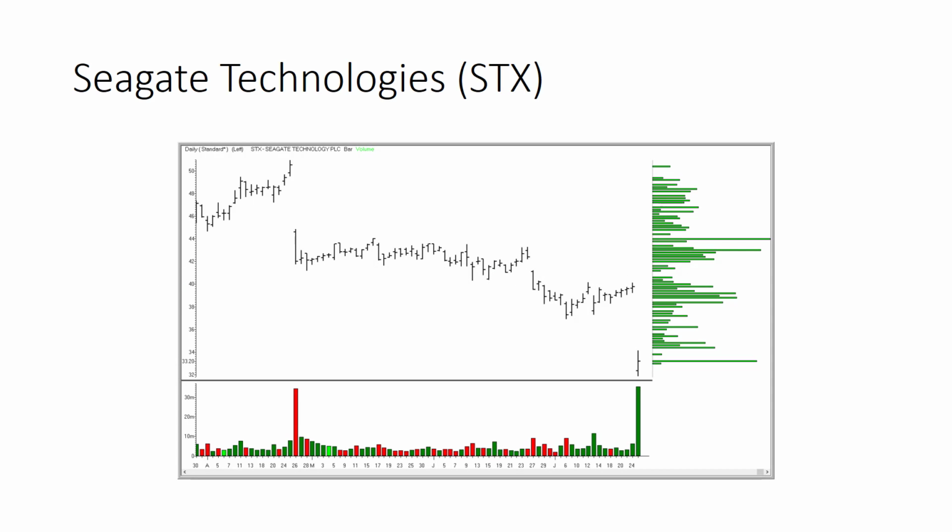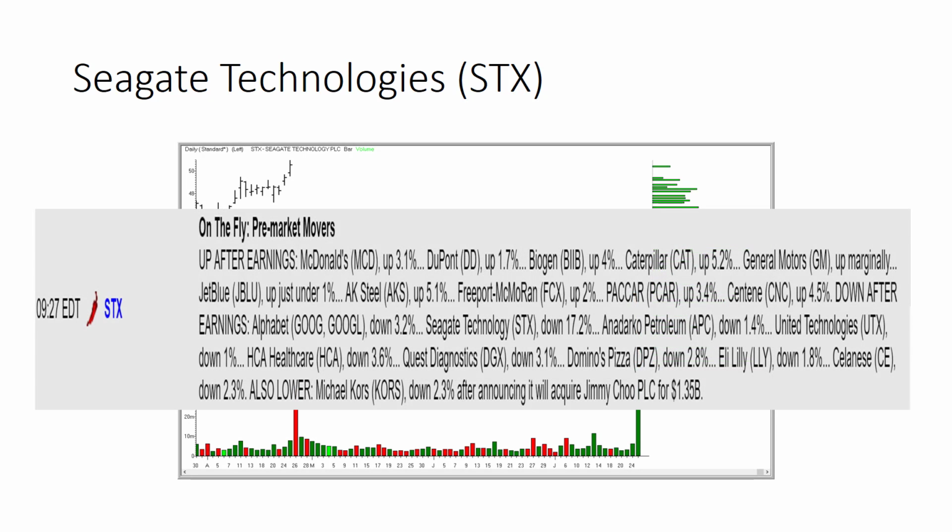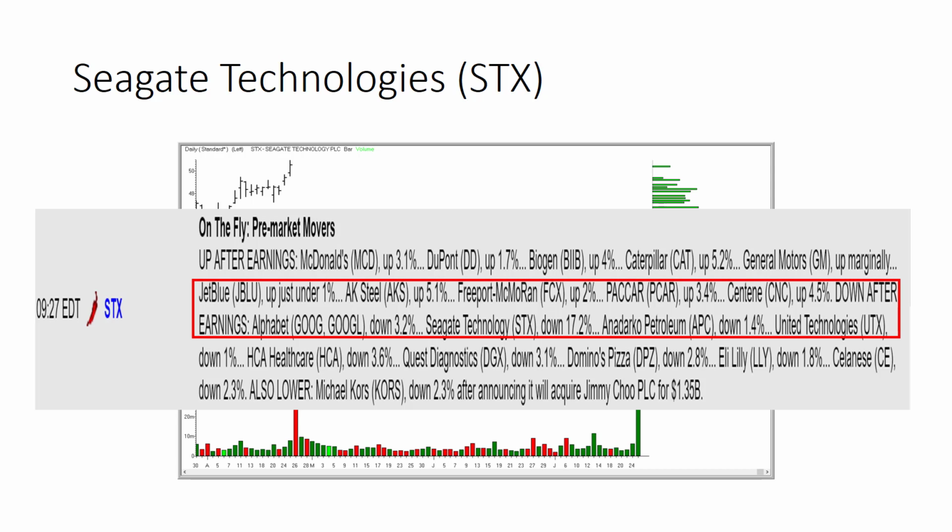Here's an example. This is Seagate. This was a long entry on some bad earnings news. You've got Seagate Technology. This is the daily chart on this one. Look at that gap to the downside. We had a big move. Looks like it's almost a 20% gap. The news on this one, Seagate Technology, STX, down 17.2%. It's right there in the red box.